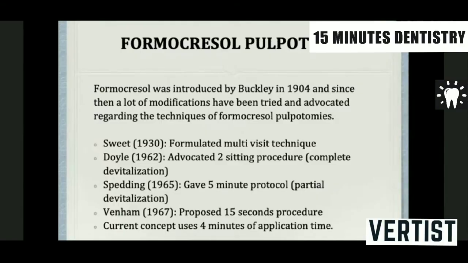So, Formocresol was introduced by Buckley long back in 1904, and since then a lot of modifications have been tried and advocated. Like Sweet introduced the multi-visit pulpotomy procedure in 1930. Later, Dial advocated a 2-setting procedure, that is complete devitalization of the pulp. And Spedding gave a 5-minute protocol, that is a partial devitalization. Wenham proposed a 15 seconds procedure. However, the current concept we usually recommend is 4 minutes of application of Formocresol in a pulpotomy procedure.